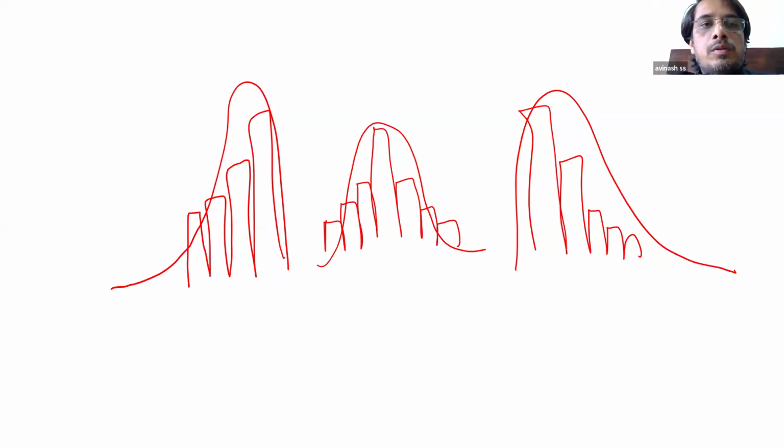Right. So it can also be found out using the histogram. So I think the camera got changed anyway.